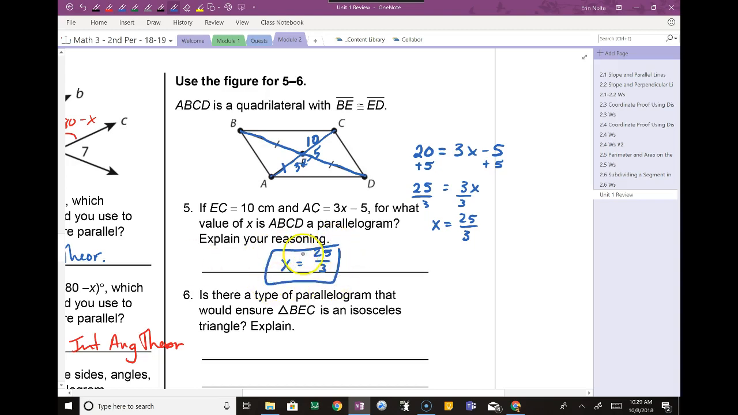So it says, explain your reasoning. This algebraic step is probably good enough explanation for me. If you wanted to include something like, because the diagonals bisect each other, I know that AE plus EC is equal to AC.